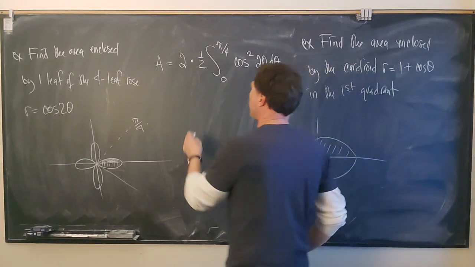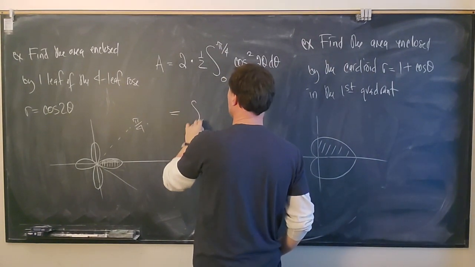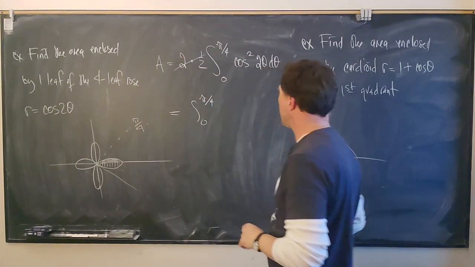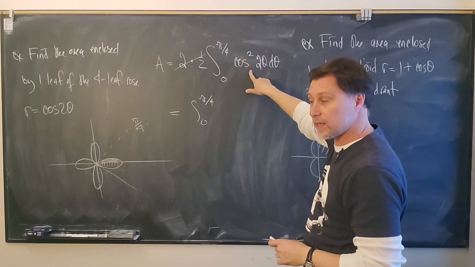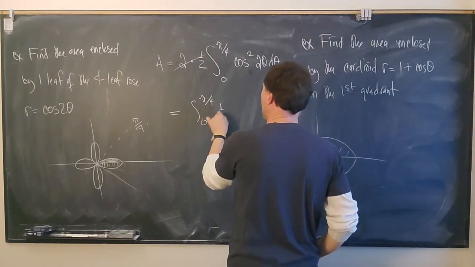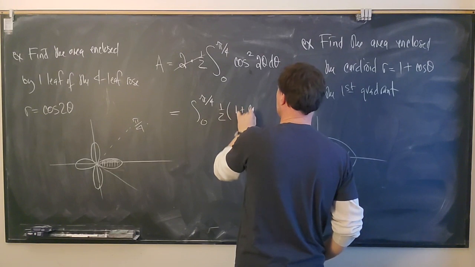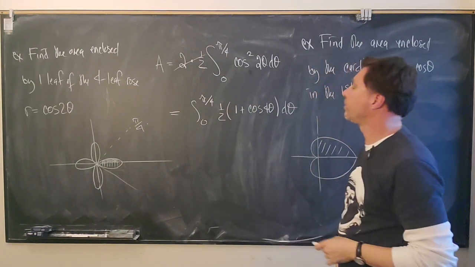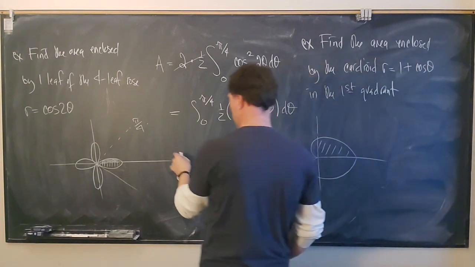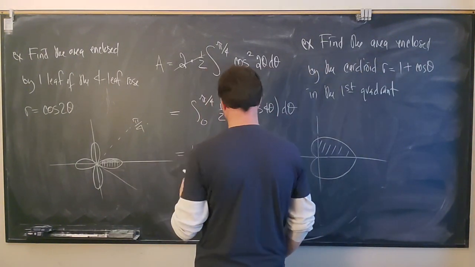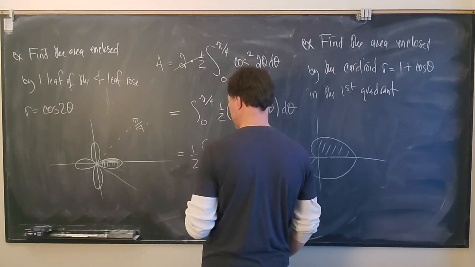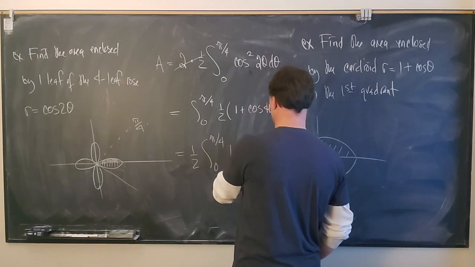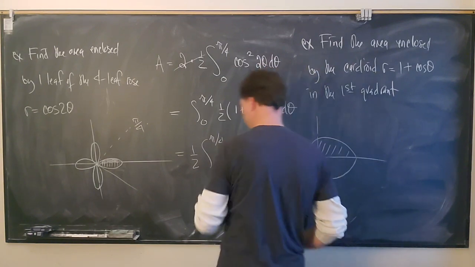And so what do we have now? This is going to be the integral from 0 to pi over 4, because the 2 and the 1/2 cancel. Now I need to apply the identity to cosine squared. So that's going to be 1/2 times 1 plus cosine 4 theta d theta. And now we're basically ready to integrate, although we pull the 1/2 out first. So that'll be a 1/2 integral from 0 to pi over 4 of 1 plus cosine 4 theta d theta.